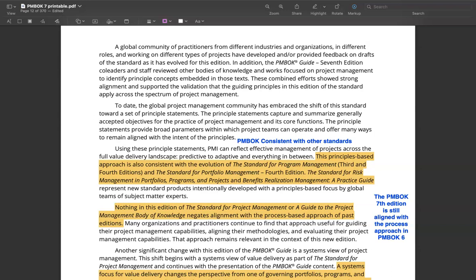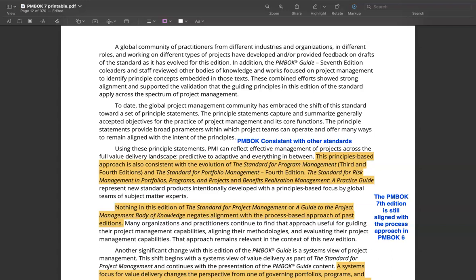So it is consistent with other standards, and it's important to note that the 7th edition does not necessarily replace the 6th edition of the PMBOK as well, right? So if you're preparing for your PMP exam, you are still going to use the 6th edition of the PMBOK. You're still going to use the Agile Practice Guide. Those are still going to be your main books. And in addition to that, if you want, you can read the 7th edition of the PMBOK.